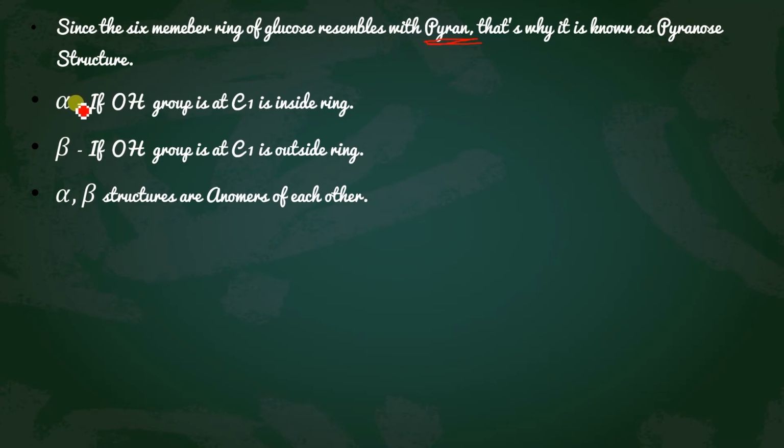And alpha, when it is called alpha, I have explained: if the OH group at C1 is inside the ring, it is alpha, and if the OH group at C1 is outside the ring, it is beta. And another important thing, alpha and beta structures are anomers of each other.